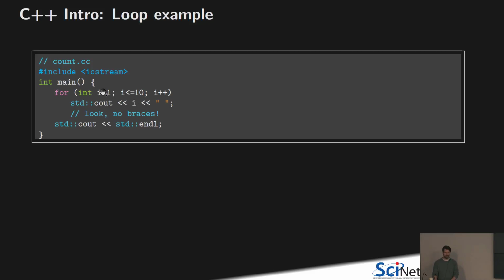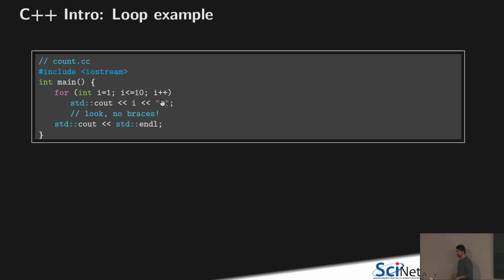So what happens is I is 1. It checks if I is less or equal than 10. If that's true, it executes a line. And then once it's done that, it does the increment statement. I is 2, it checks whether the condition is still true. If so, it does it again and again and again. It's very flexible.